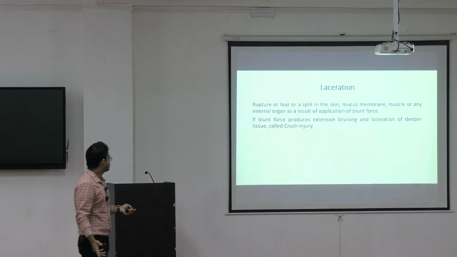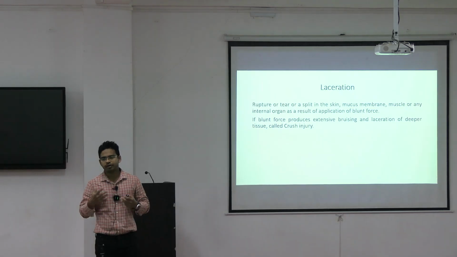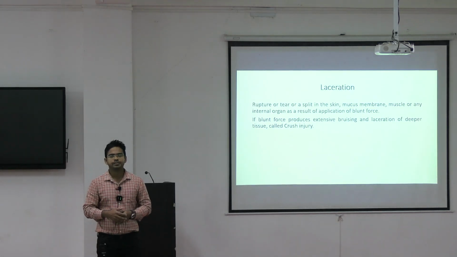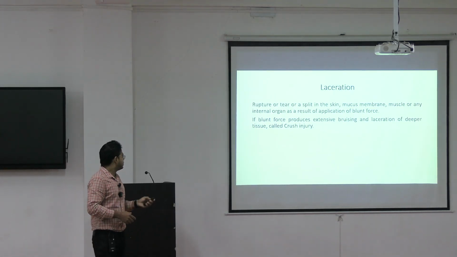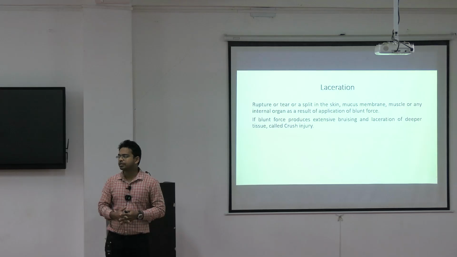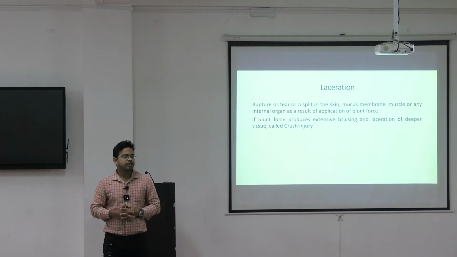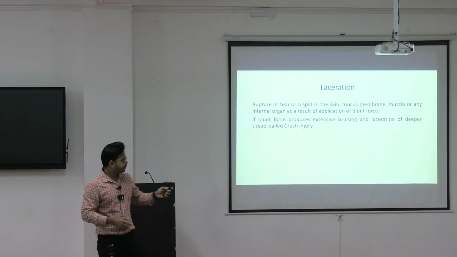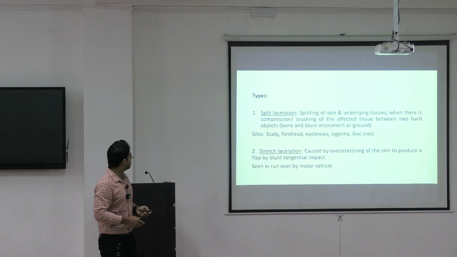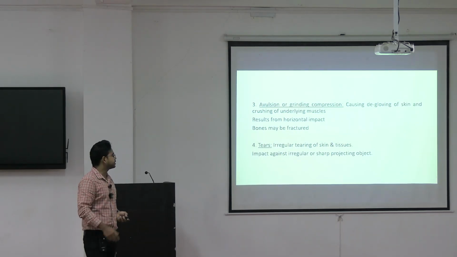So laceration is a rupture or tear or split in the skin or any organ, muscles, whatever. When laceration is extensive and involves the deeper tissue, it is called crush injury. So laceration on a bigger scale, involving the deeper tissues, is called crush injury. Types of laceration are split, stretch, avulsion, and tears.